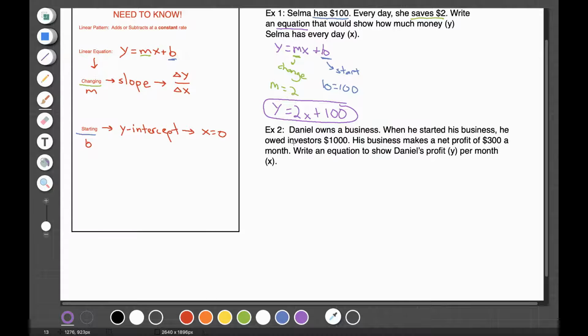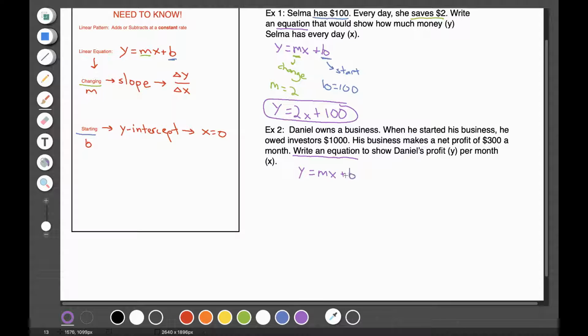The first thing is, let's start from the beginning. What is this asking me to do? Great. Just like in our last one, it's asking me to write an equation. Well, what equation is it talking about? Great job. Same thing, we know we're trying to find y equals mx plus b.